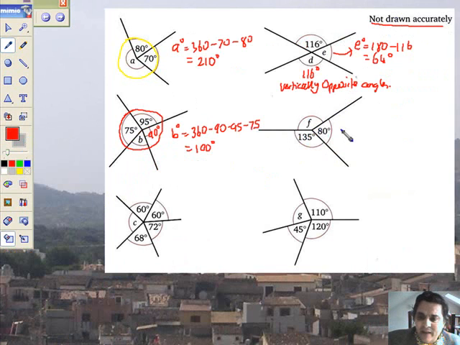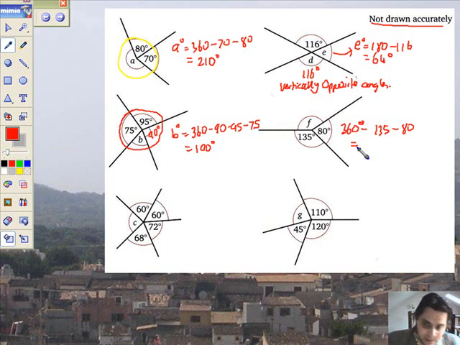Very easy one, this one for F. Same sort of thing, 360 degrees, take away the 135, and take away the 80, and of course this can be done in any order you like. 360, take away the 80 just to prove it, take away the 135, and we're left with 145 degrees for angle F. 145 degrees for angle F, I said.